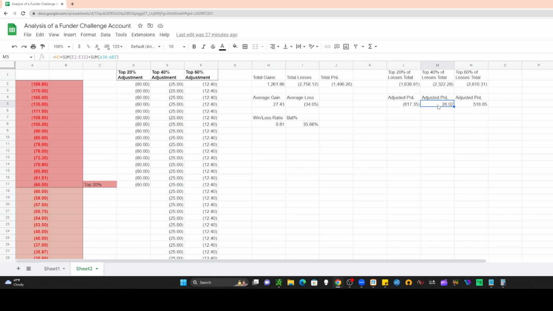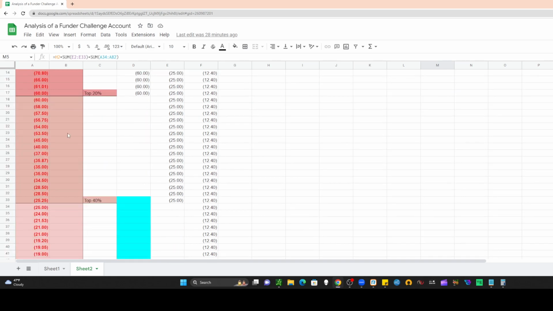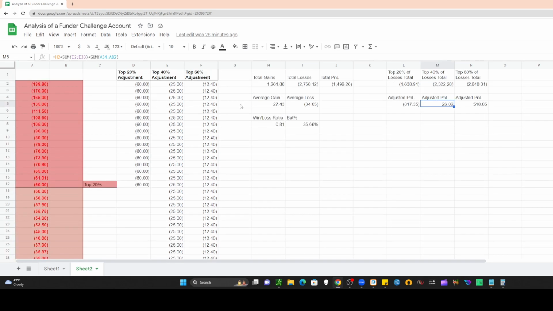You might be wondering, well, I don't see how this would be such a big change. Remember that we're cutting off losses that were larger than $25 in this case, or larger than $60 in that case.